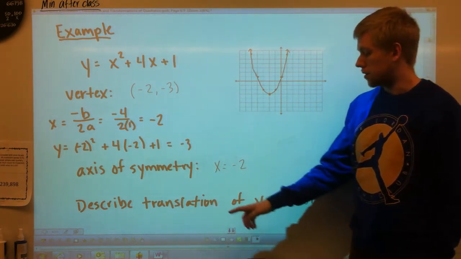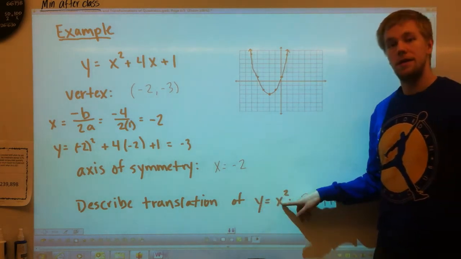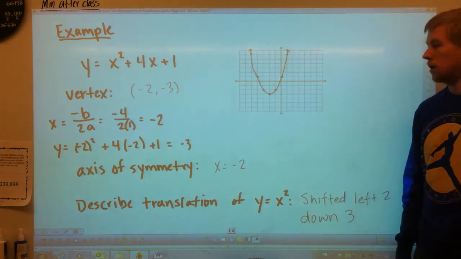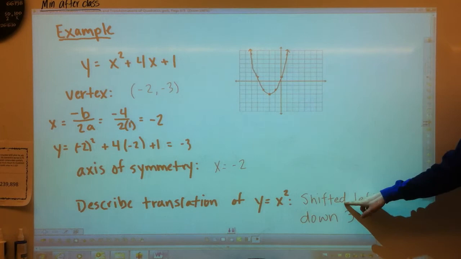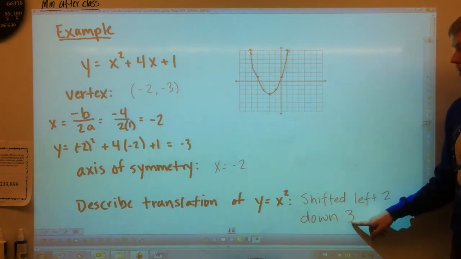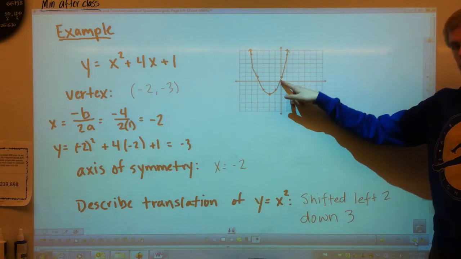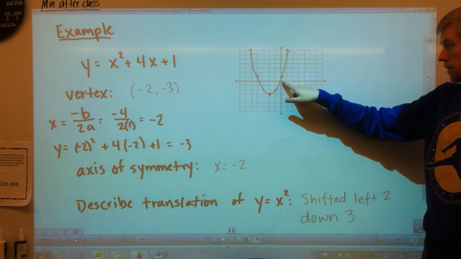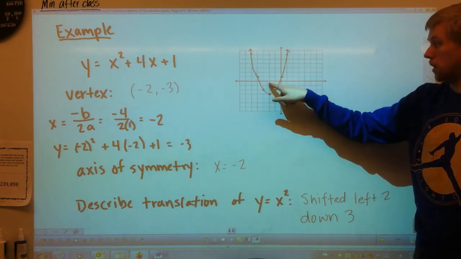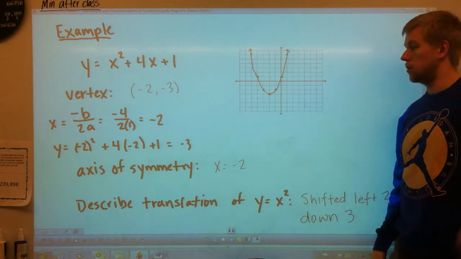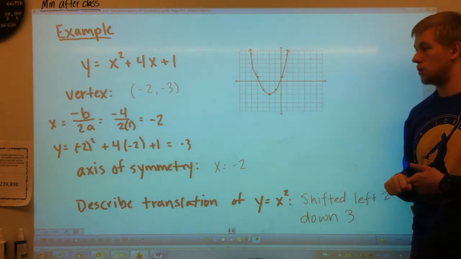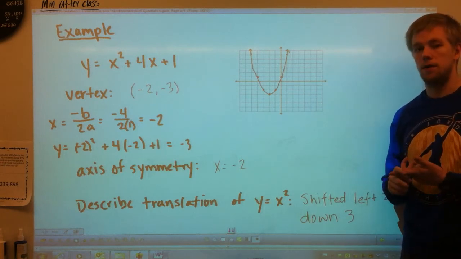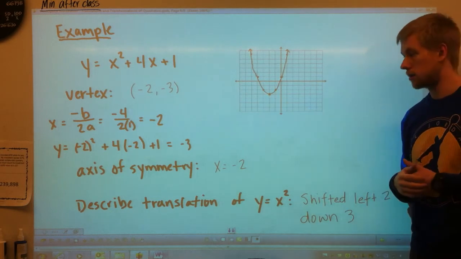Now, to describe the translation of y equals x squared, this is still the parent function. Even though this was not written in vertex form, this is still the parent function. So to describe the translation, it is being shifted left 2 and down 3. Based off the parent function, with the vertex starting at the origin, I could count from this vertex to this vertex. It went left 1, 2, and went down 3. So you just use the vertex to count your shift when you're doing translations and transformations with quadratic functions. Just like we use the initial value for exponentials, we use the vertex for quadratics.